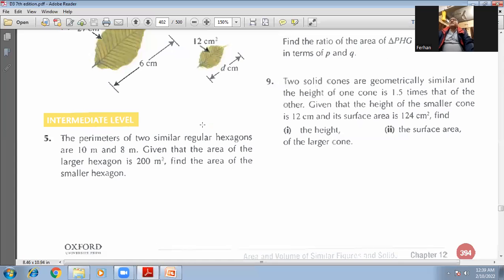The next part is question number 9. It says two solid cones are geometrically similar and the height of one cone is 1.5 times that of the other. Given that the height of the smaller cone is 12 centimeter and its surface area is 124 centimeter square, find the height and the surface area of the larger cone. So there are 2 questions in question number 9. So let me show you.